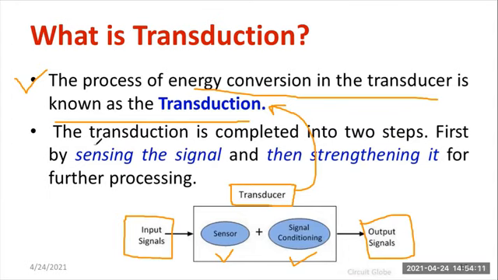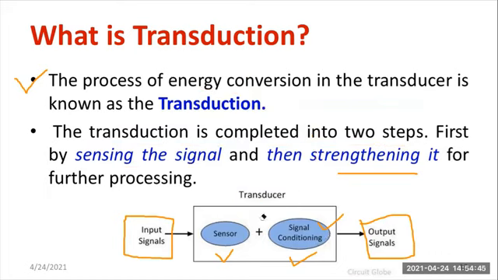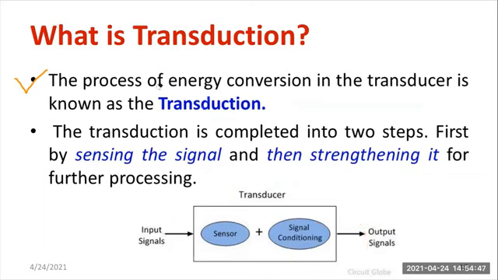There are two processes involved in the case of transduction. The first step, by using the sensor, the signal will be sensed. By sensing the signal and then strengthening it. How to strengthen the signal? By using the signal conditioning unit. There are different types of signal conditioning units available. So sensing as well as signal conditioning will take place inside the transducer. So transduction involves both the sensing and signal conditioning process. Okay, this is the basic information about the transduction phenomenon, and I have explained the block diagram of the transducer also.